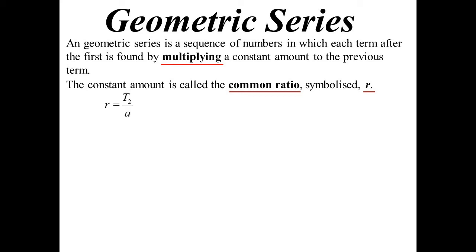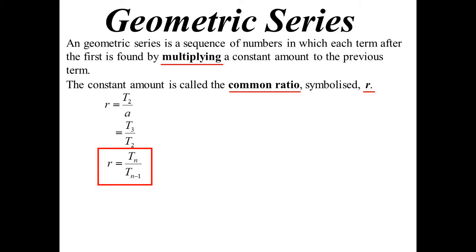So if I wanted to work out the ratio, for any term I would now divide it by the term before, because it's a ratio. So what's the ratio of term 2 over the first term? Or term 3 over the second term, and so on. So again, I could get any term and divide it by the term before.